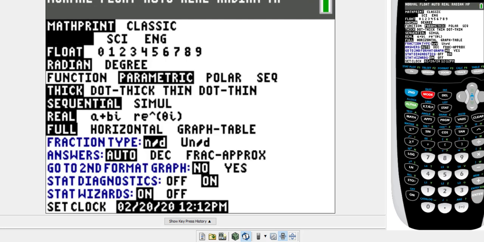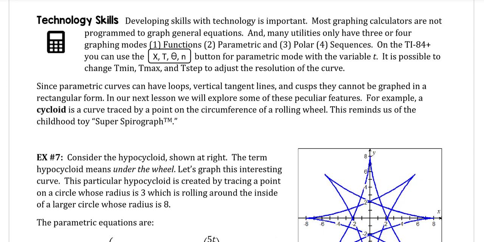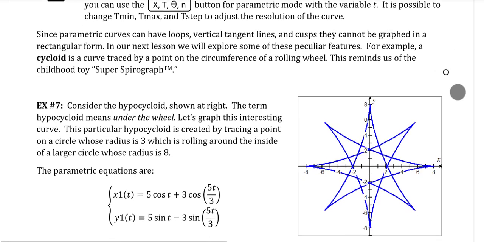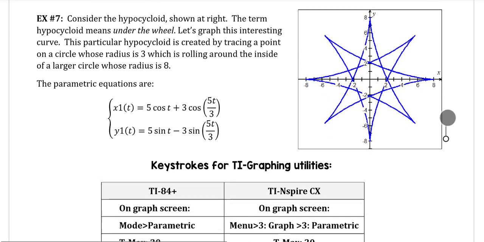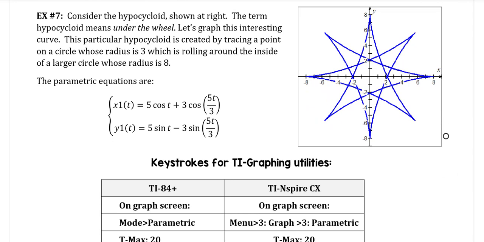Now what we want to do then, if we look at this, is look at a specific graph here, and this is called a cycloid, and we have a hypocycloid here, which means under the wheel, because a cycloid looks like a wheel spinning. That's where the idea behind a spiral graph comes in. So here's our parametric equations, and this is what the graph normally looks like. So we have 5 times the cosine of t plus 3 times cosine of 5t over 3. That's our x equation and our y. And when it traces out, it looks like this.